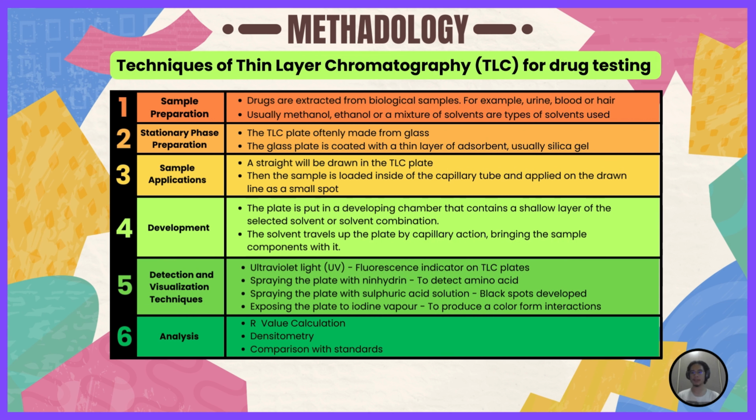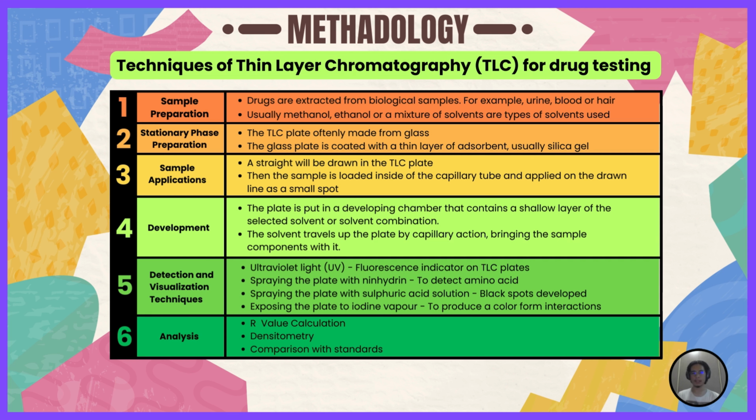The first one would be the sample preparation, and in terms of extraction, the drug sample is typically dissolved in an appropriate solvent. If the sample is complex, such as a biological fluid, extraction steps must be used to isolate the drugs from the mixture. And secondly would be stationary phase preparation. In this part, TLC plates are usually made of glass, plastic, or aluminum and coated with a thin layer of stationary phase, typically silica gel, but we can also sometimes use alumina or cellulose. And in some cases, pre-coated plates are often used for their convenience and reliability.